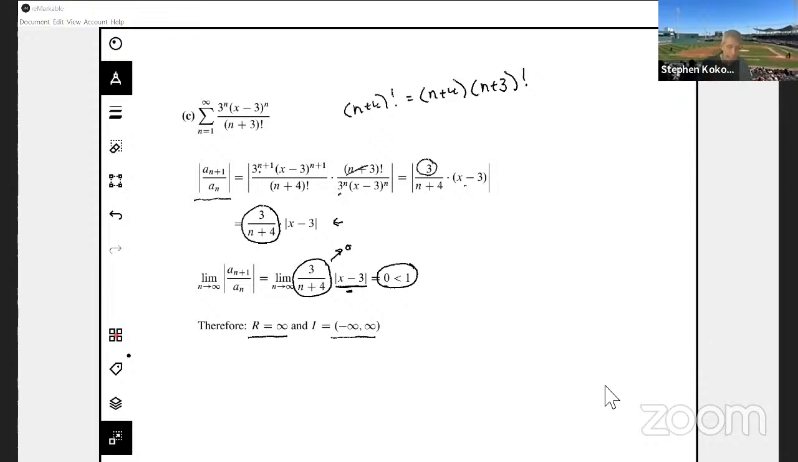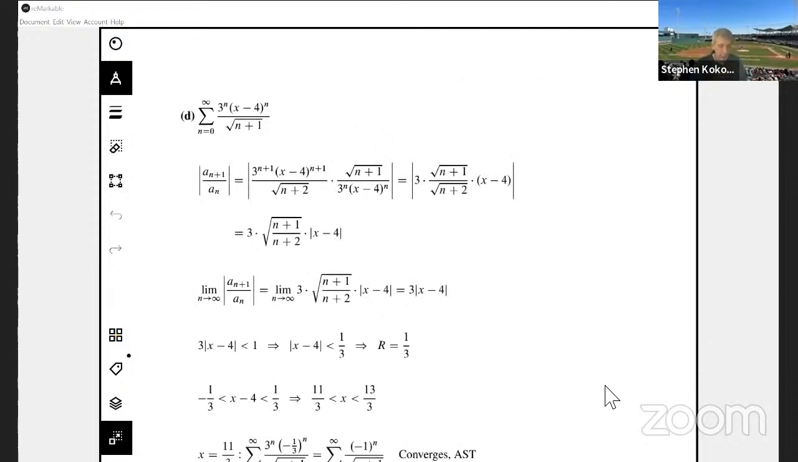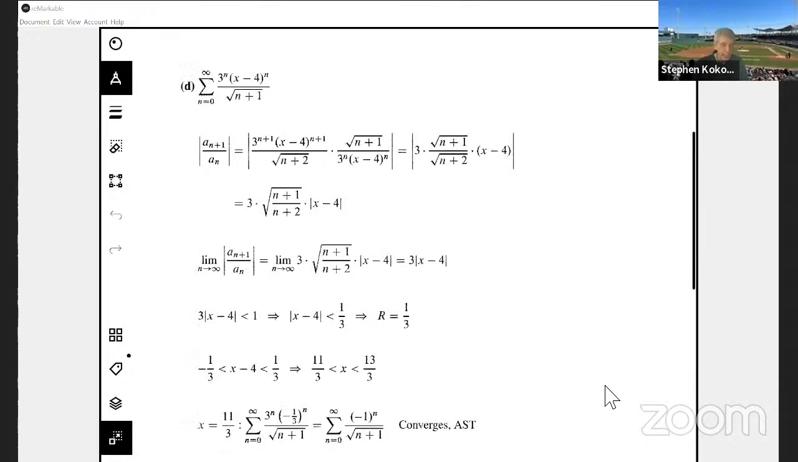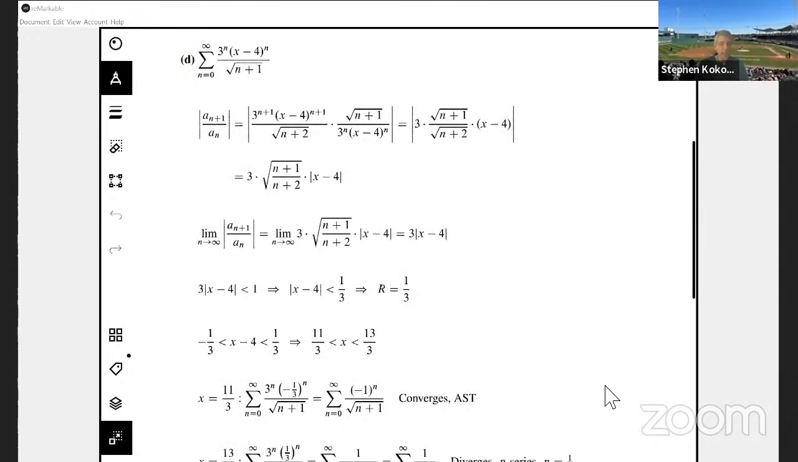I like that one. Let's take a look at D if we can. I think I've got a part D in here. Yes, here we go. All right, so this has got a 3 to the n in the numerator and x minus 4 to the n in the numerator. So this power series is centered at a equal 4. There's a square root of n plus 1 in the denominator. And don't let me make a mistake on this one, Curtis.